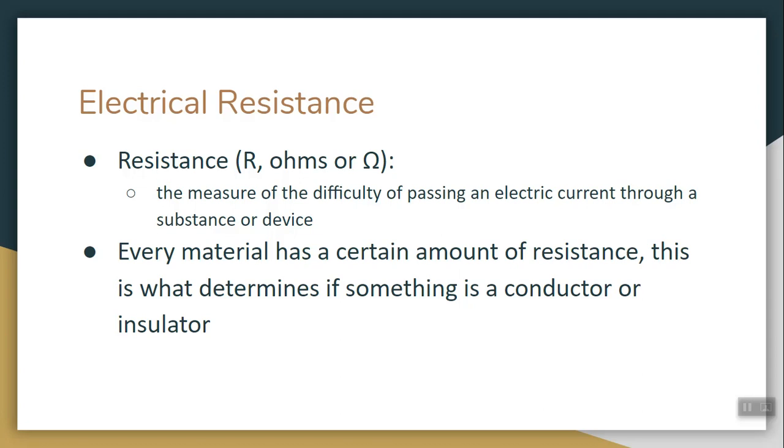And every material has a certain amount of resistance. This is what determines if something is a conductor or an insulator. So a conductor would have very low resistance, allowing electricity to pass through it. An insulator would have very high resistance.